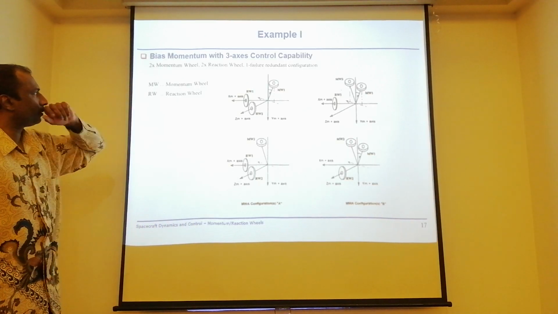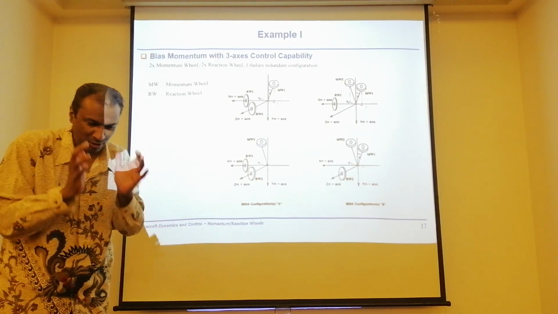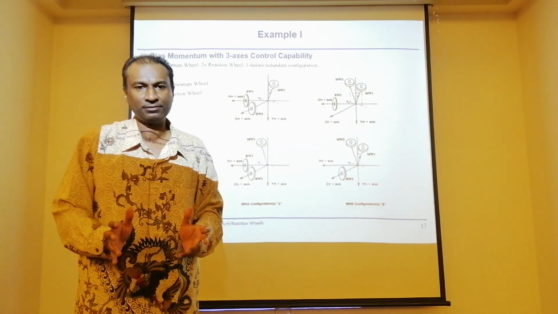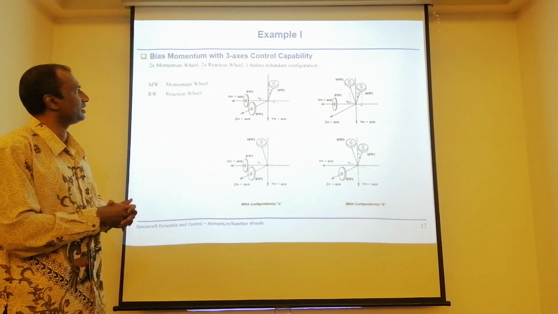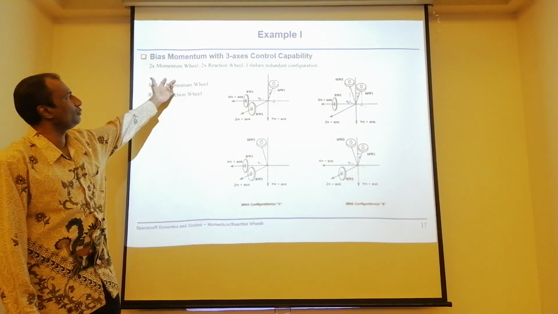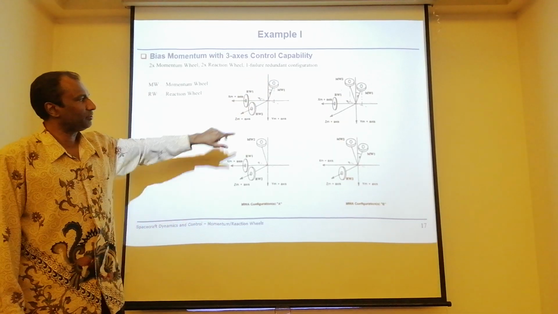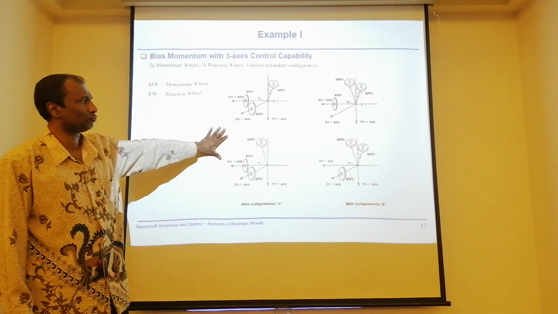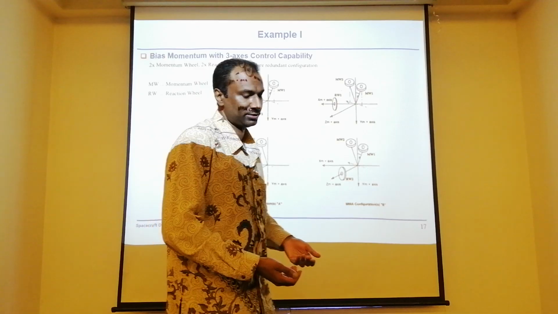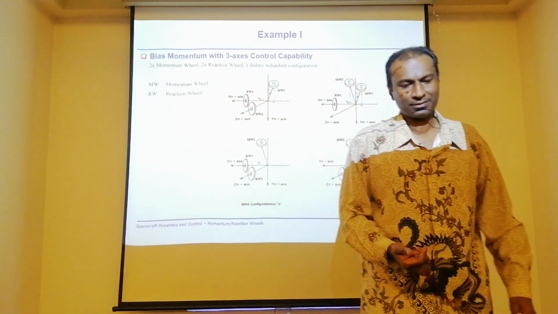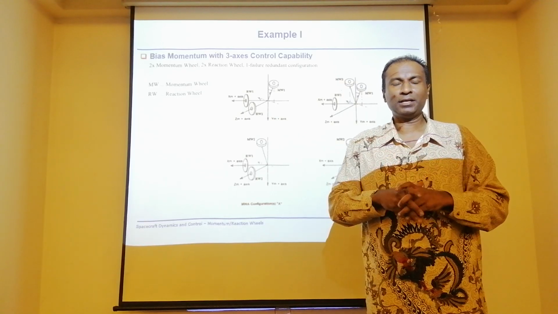Okay, now bias momentum with 3-axis control. So just now, with purely bias momentum we can't control 3-axis. So what we need, I think, is bias momentum with 3-axis control. Maybe you have 2 momentum wheels and maybe 2 reaction wheels. Then you can have 1 as a redundant. Now, if you see here, I just posted only 3 wheels. But in the actual mission, if you need to control 3-axis, of course, 2 wheels you can control 3-axis. That's for sure. But just imagine this.